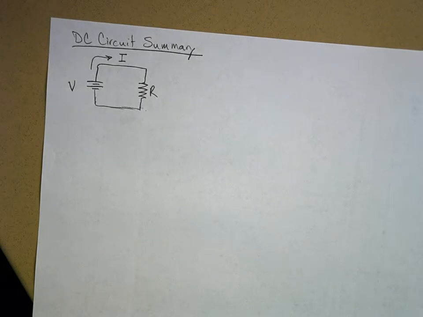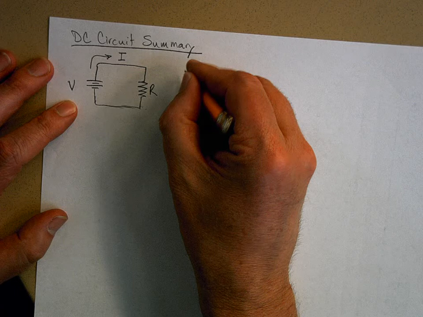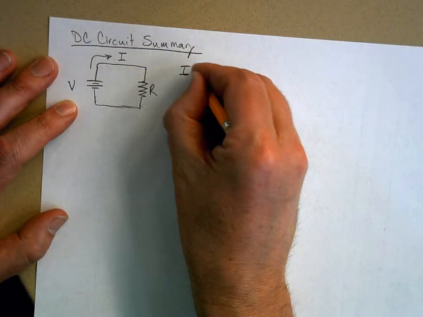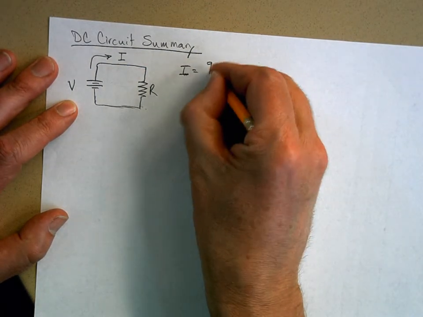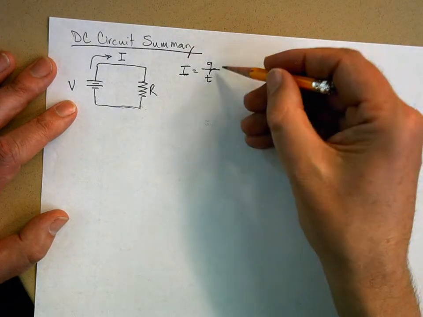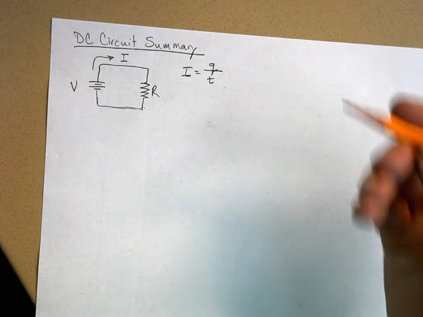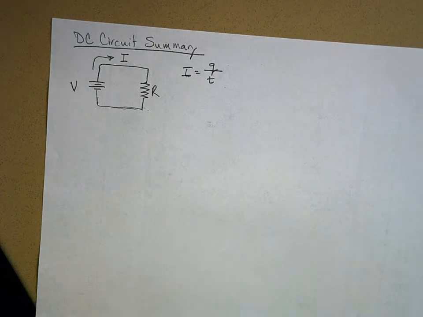And those are the variables we use. And you need to know what these things mean. Now, current is a measure of how much charge is going by per unit time. So this is in coulombs per second, and a coulomb per second is called an amp. It's just how much charge is flowing through that circuit, through that wire.